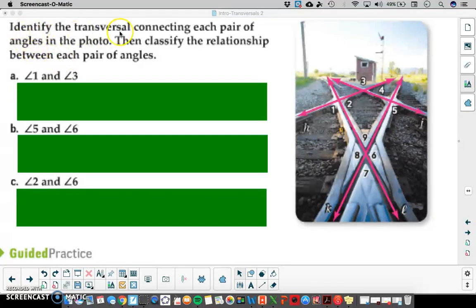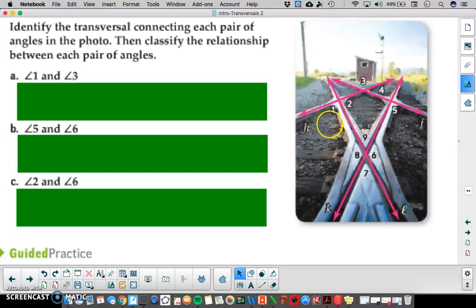Here we're going to identify the transversal connecting each pair of angles in this photo, and then we're going to classify the relationship between each pair of angles. So given angles 1 and 3, we first want to identify the transversal that crosses through each one of those angles. In the diagram, angle 1 is here, angle 3 is here. A line that passes through both of those angles is line H. Line H is the transversal that crosses both line L and J here.